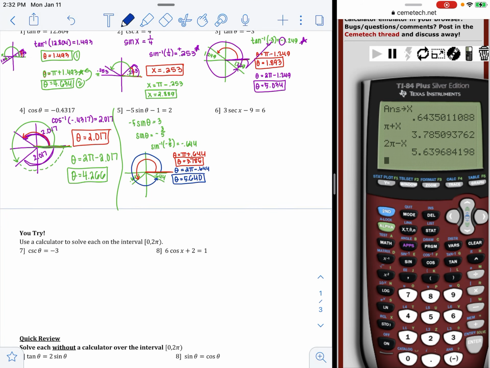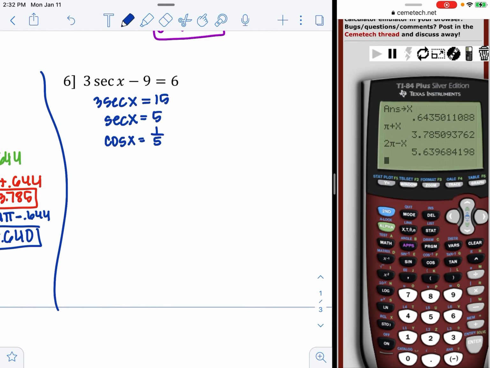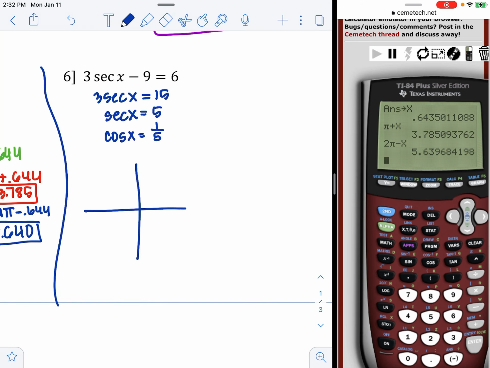All right, one last one here, and then I have 2 for you to try. So secant needs to be isolated, so add 9 divided by 3. So I have 3 secant of x equals 15. Divide by 3, secant of x is equal to 5. There's not a secant inverse button on my calculator, so I'm going to change it to its reciprocal, which is cosine. But then I have to take the reciprocal of 5, which is 1/5. So now I want to know, where is cosine positive? First and fourth quadrant.